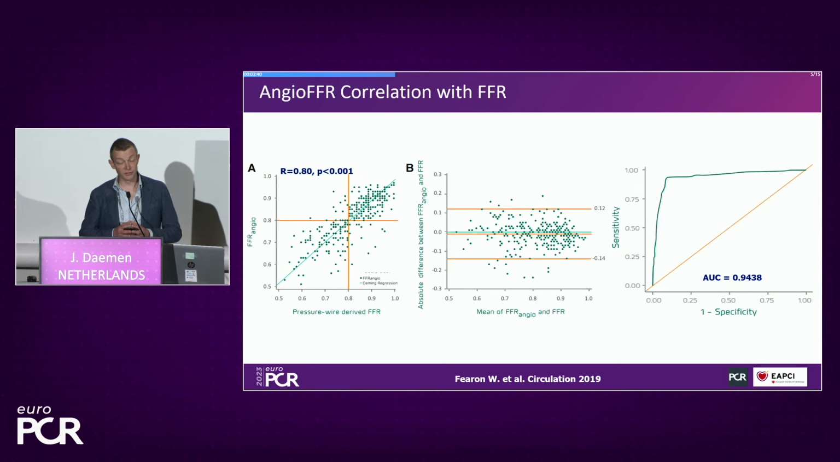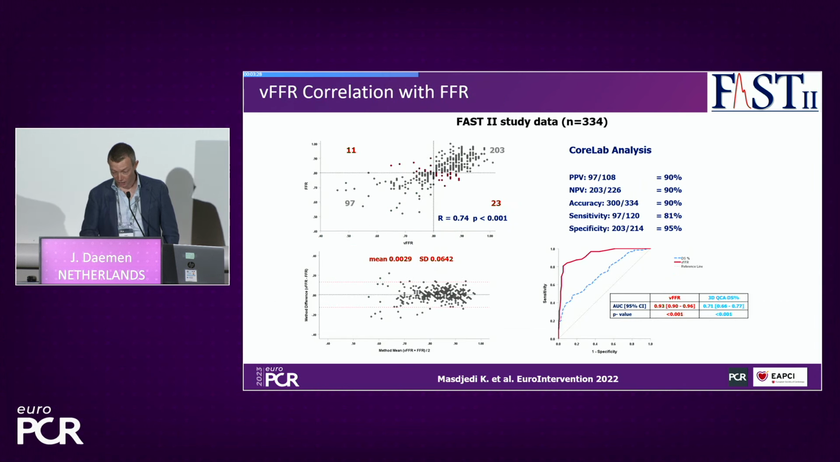Another type of technology is the CATwork software, which you may have seen. Similar results: very good correlation to pressure wire-based physiology, small bias, and also good diagnostic accuracy with an area under the curve of 0.94. Obviously, the interest of today will be in the CAS platform with the VFFR index.